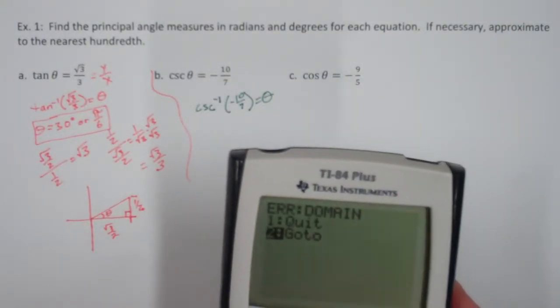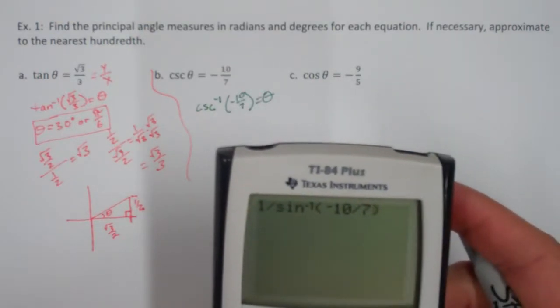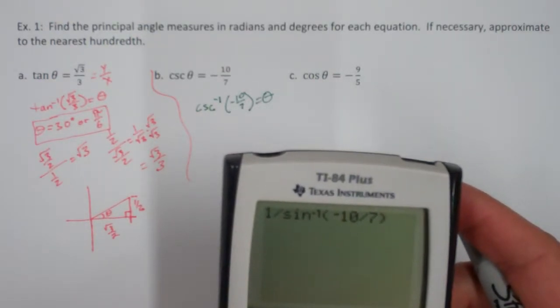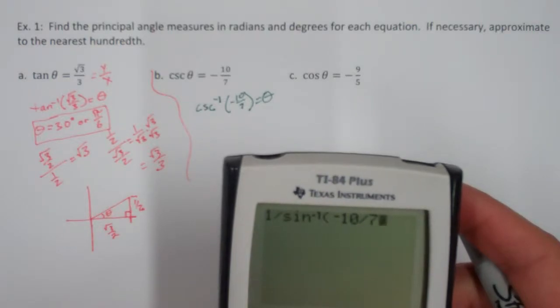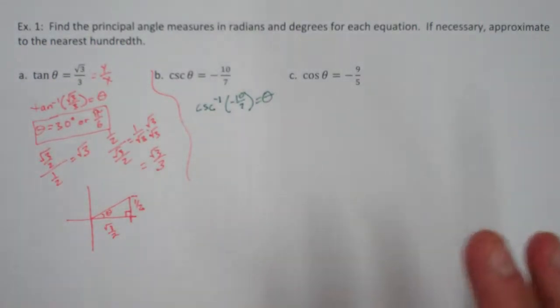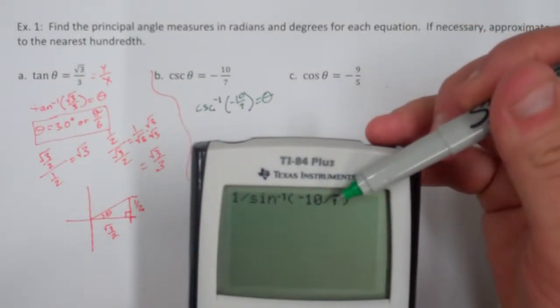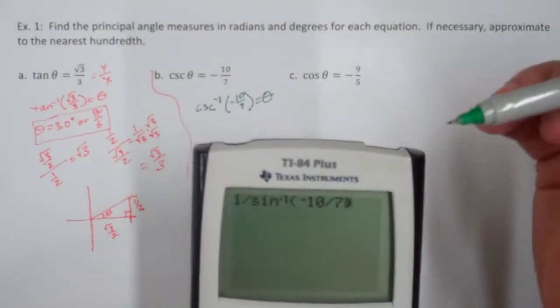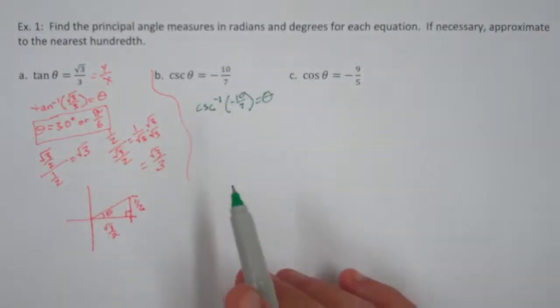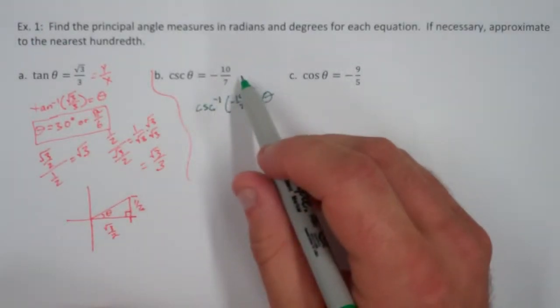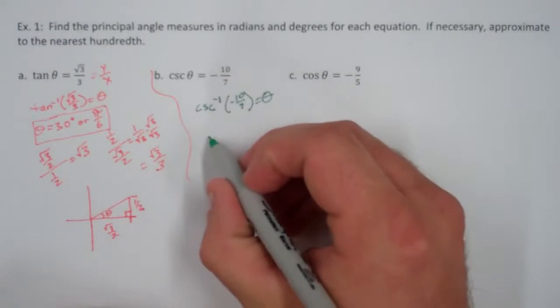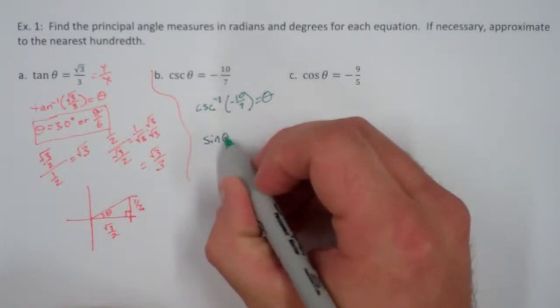Uh-oh. We've got an error here. Domain issue. Yes, indeed. So let's stop that method. You can see that it didn't work. Our calculator is not liking the inverse sign. It's not something that it can figure out. So let's backtrack. Let's rewrite this one and see if we can use our knowledge in a little bit better way.